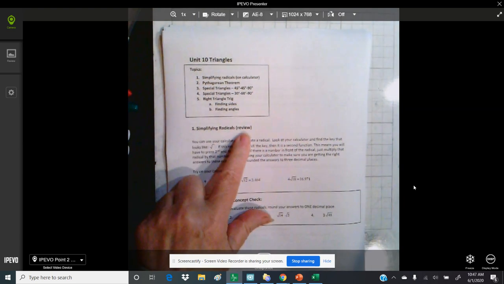Alright, I'm going to go over Unit 10 triangles. I'm going to do topics 1 and 2 in one video, and then I'll do 3, 4, and 5 in different videos. So the first topic we want to talk about is simplifying radicals.